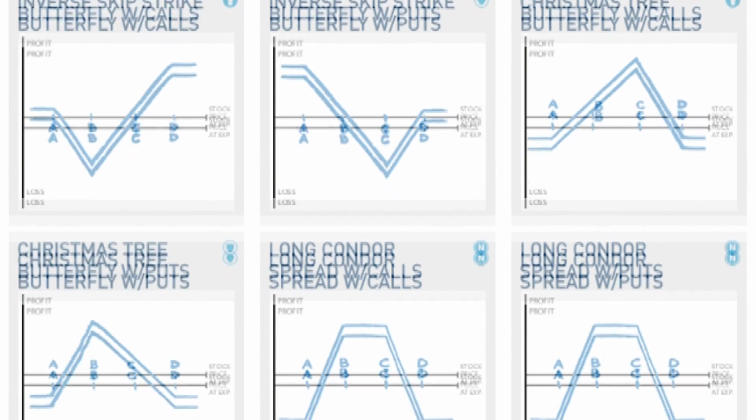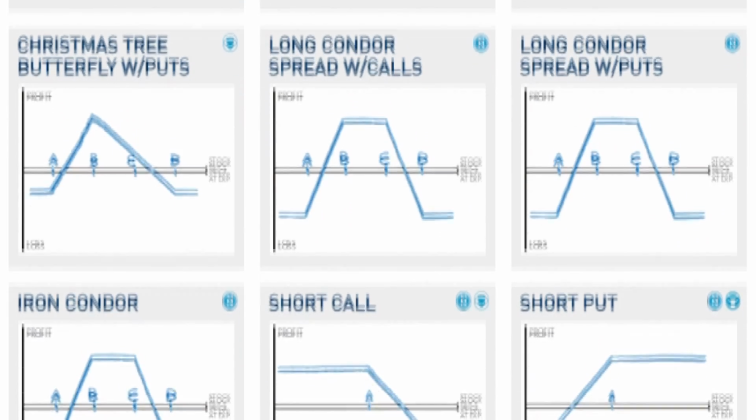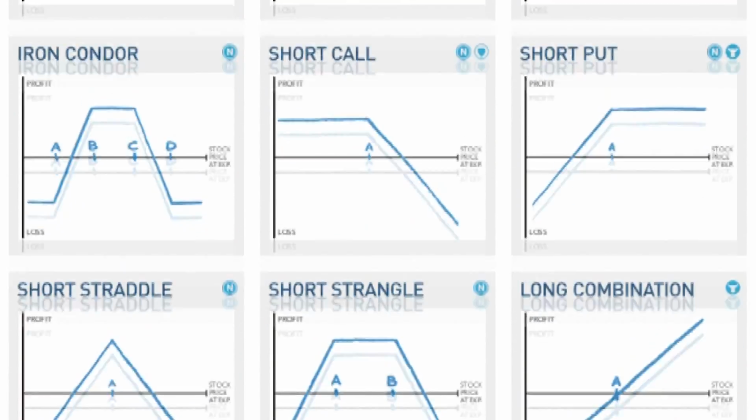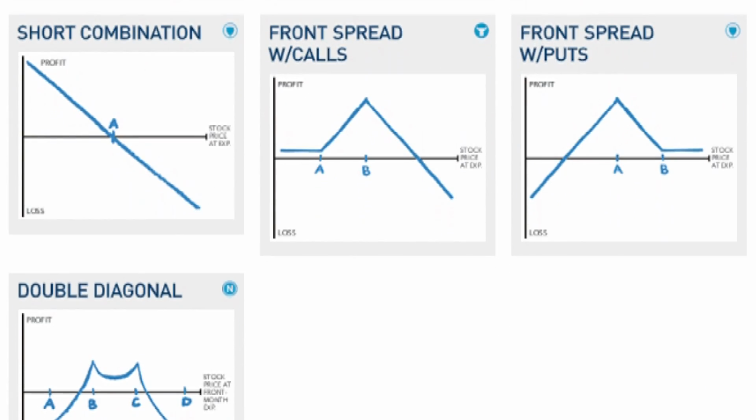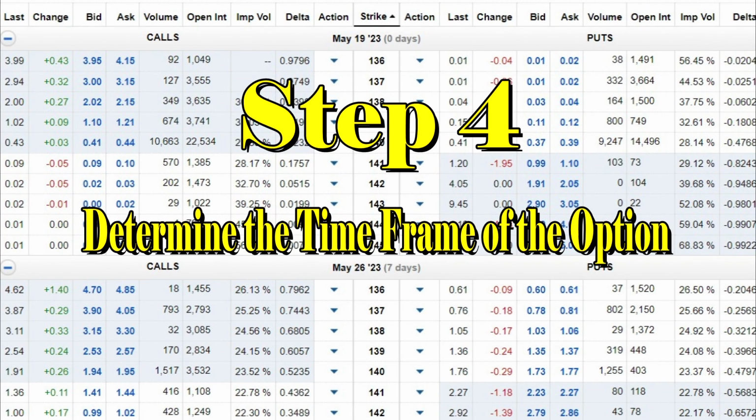Review the risk versus reward. Know what you're prepared to risk so that you can cap the loss potential. Also think about implied volatility of the stock, as this plays a huge part in pushing up the price of premiums. Step 4, determine the time frame of the option.